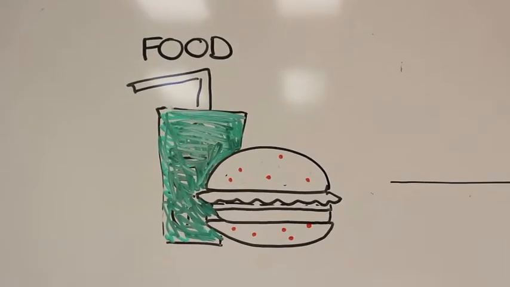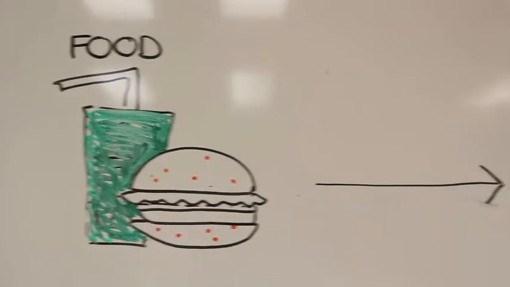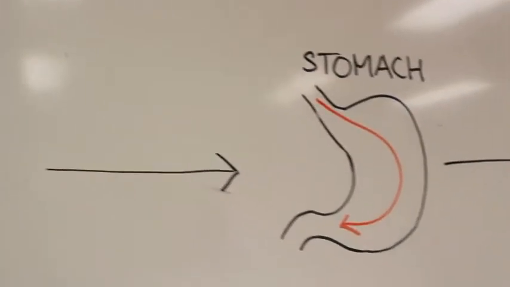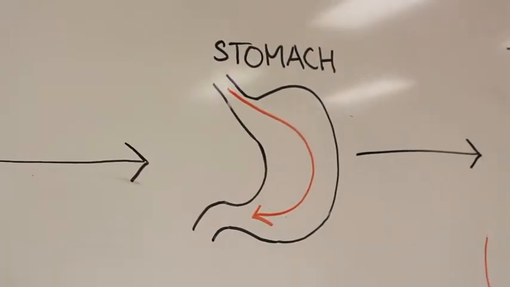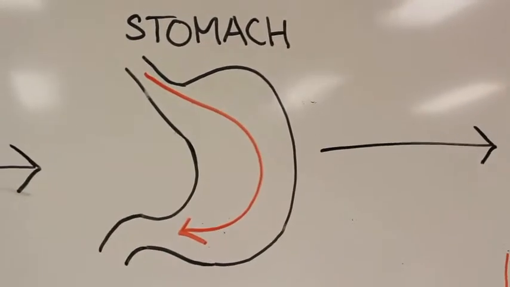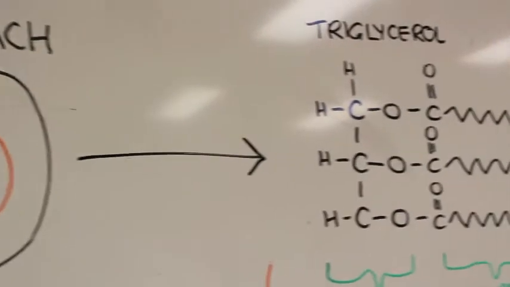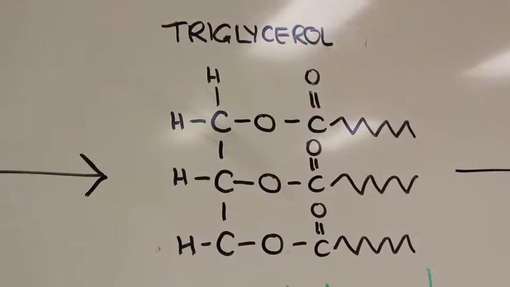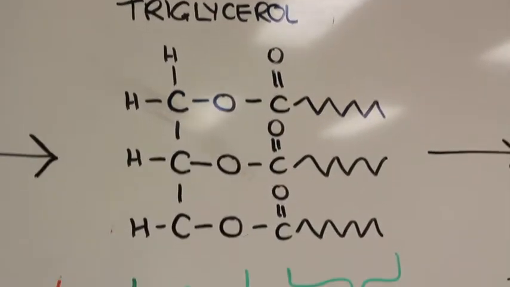Food is made up of proteins, carbohydrates, and fats. When it is ingested, lipids are broken down in the stomach into triacylglycerol. These are made up of a polar glycerol head and 3 non-polar fatty acid chain tails.